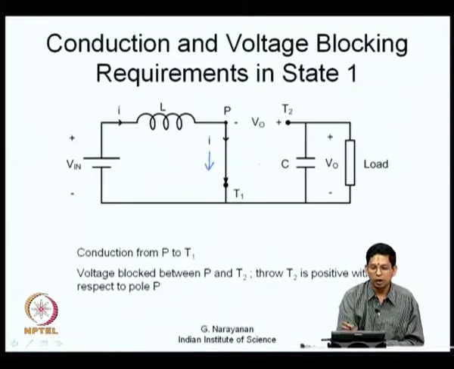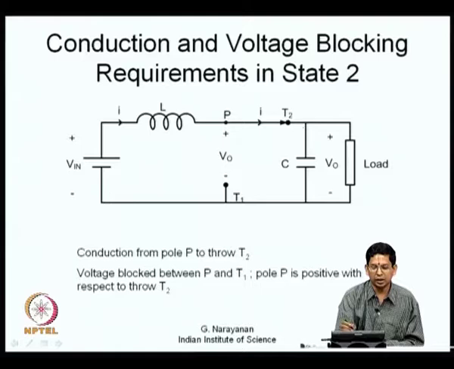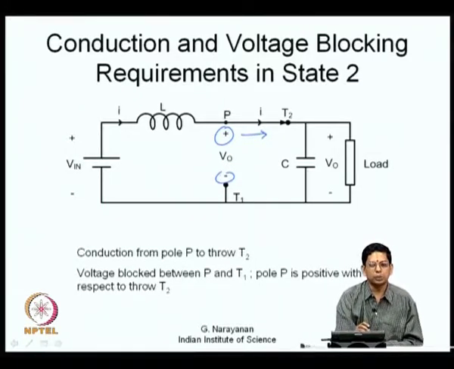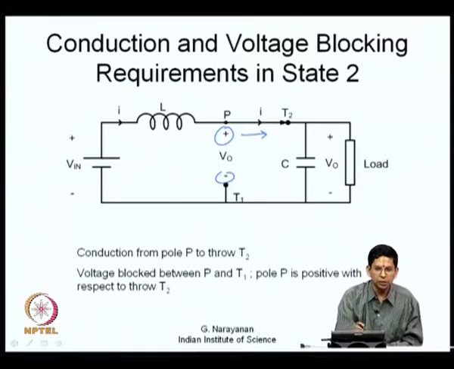So, what do you have? You have a polarity where T2 is positive with respect to P. What comes between P and T2 is the load voltage V naught. So, T2 is at a potential V naught higher than P. So, here you need a switch which can block a voltage of the polarity as indicated here, T2 positive with respect to P. Now, if you look at the other state, P and T2 are connected. So, the conduction is like this. The voltage blocking is between P and T1, where voltage needs to be blocked. This potential is positive with respect to this potential which is negative. So, these are the conduction and voltage blocking requirements in the two states.